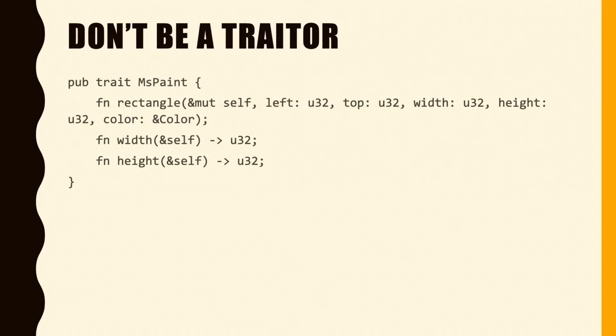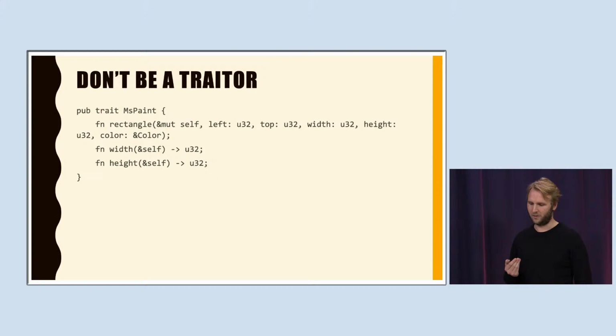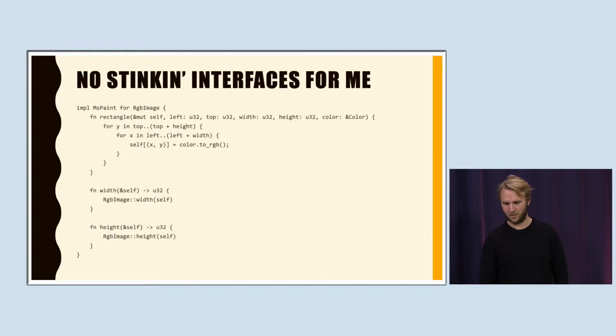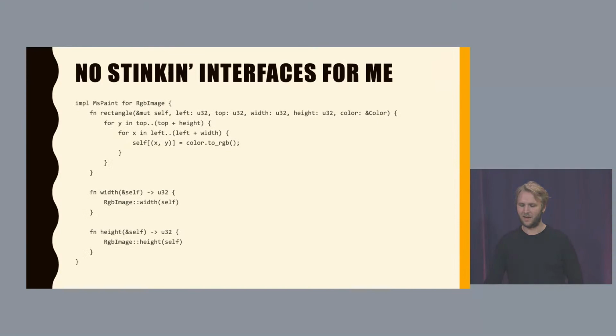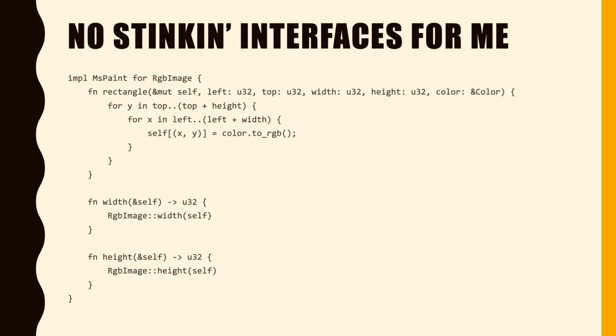But traits are actually much more powerful than interfaces. For instance, say that we want to abstract the drawing library. We'll define a new trait, MSPaint, which defines a way of retrieving the dimensions of the image buffer, as well as a way of drawing a rectangle. And we can now implement that trait over our RGB image type from our image library. That's something you can't do with OOP style interfaces. You can't define and implement your own interface on somebody else's type. Well, maybe in Golang.